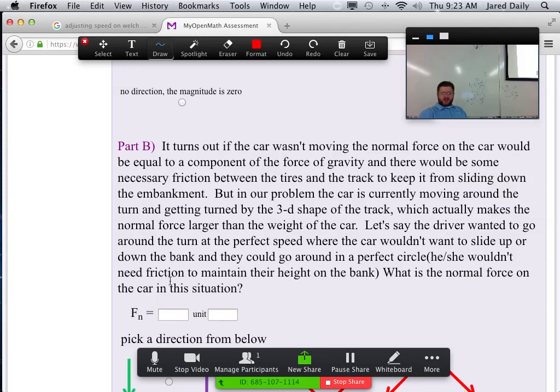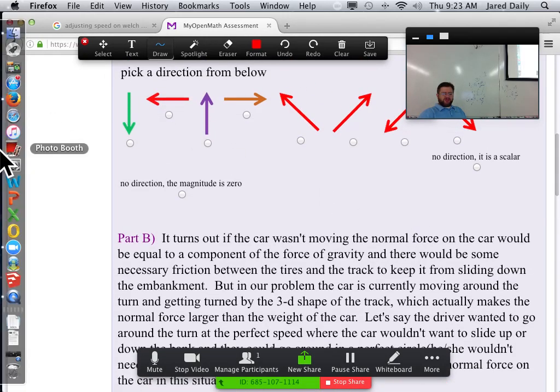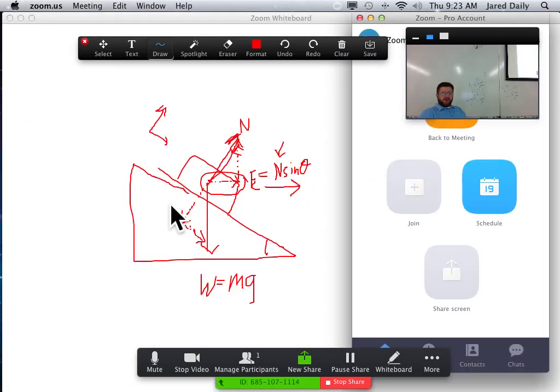So the normal force on the car, if the car wasn't moving, in our problem it's currently moving around the turn, makes the normal force larger, which is true. So let's explain this first and then let's try to figure out what numbers we're supposed to use here. What happens when it's turning around the track is that your net force is the centripetal force pointing inward, and they say it's bigger than the normal force when you're stopped, and that's true. But the reason for that may not be obvious.